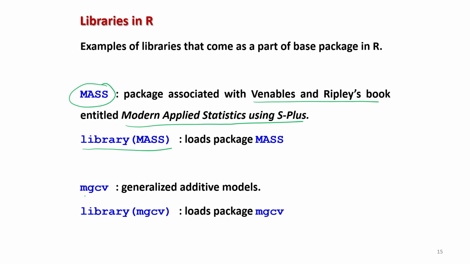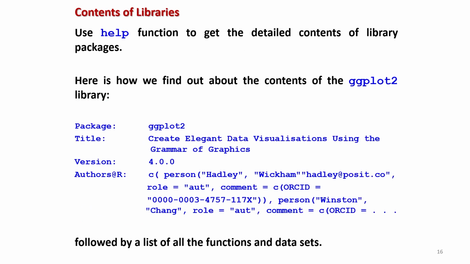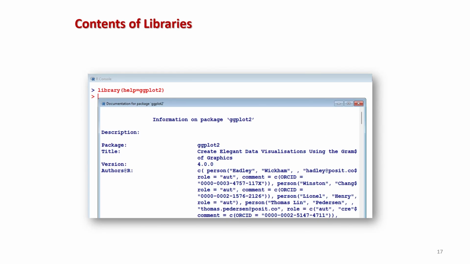Similarly, if you want to use another package, mgcv, you can use library(mgcv). This will help you in getting generalized additive models, right? And if you really want to know what is inside any function, as I told you, R is not a black box, right? So then you have a help function. If you want to see the contents of the library ggplot2, you will get this type of information. The package name is ggplot2, then the title, the version, the authors, etc. You will get lots of information, and after that you will see a list of all the functions and datasets. Like here, this is a screenshot. So you can see that when I put the screenshots here, it becomes easier for you to understand.